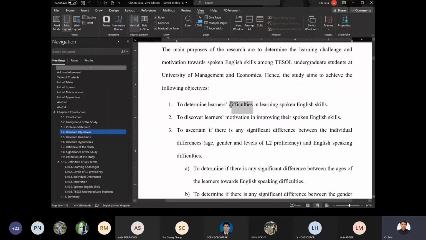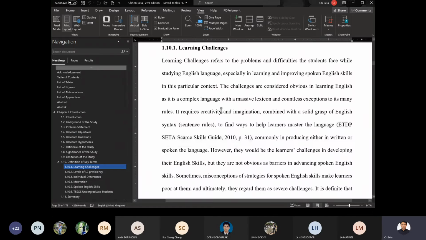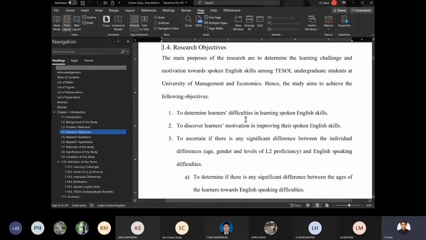The term learning challenges includes learning difficulties and individual differences, as I mentioned in my definition of key terms. If you go and read this, everything is there, but I'm not going into detail. Just go to the objective, because you know what your topic really means. You know the direction. Therefore, you can make good research objectives based on your research topic. So here: difficulty, then to discover learner motivations, and then this one, ascertain.